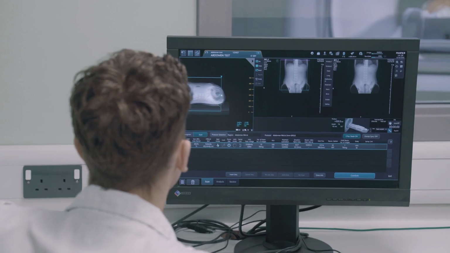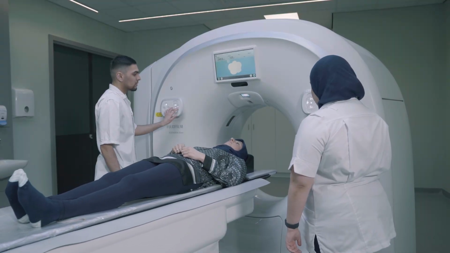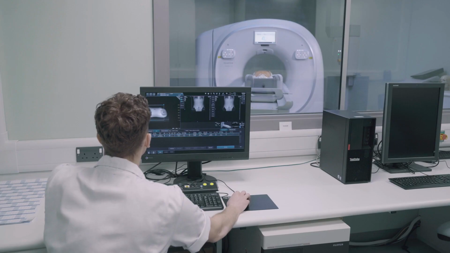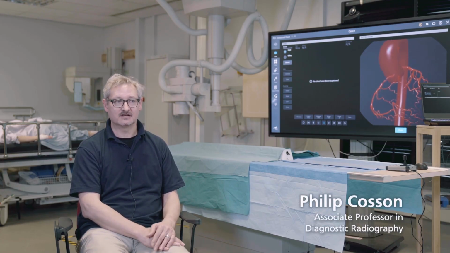Having the new CT machine here allows us the opportunity to build on skills, so use the machine, move the machine in and out, get used to the buttons and practice on a phantom. We have an ultrasound simulator, we have a few of those. We're using them mainly for teaching anatomy.